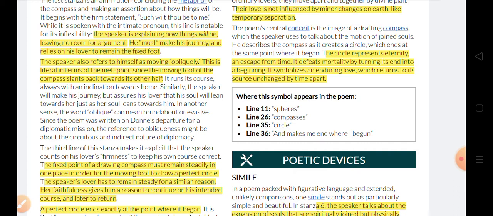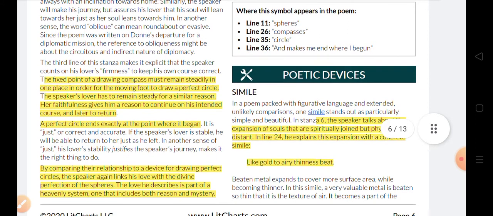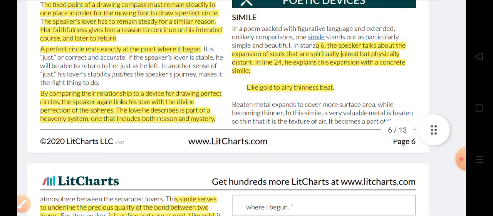The speaker also refers to himself as moving obliquely, and this is literal in terms of the metaphor, since the moving foot of the compass leans back towards its other half, and the fixed point of a drawing compass must remain steadily in one place in order for the moving foot to draw a perfect circle. The speaker's lover has to remain steady for a similar reason, and her faithfulness gives him a reason to continue on his intended course, his journey, and to return. And a perfect circle ends exactly at the same point where it began, and it makes a complete whole.